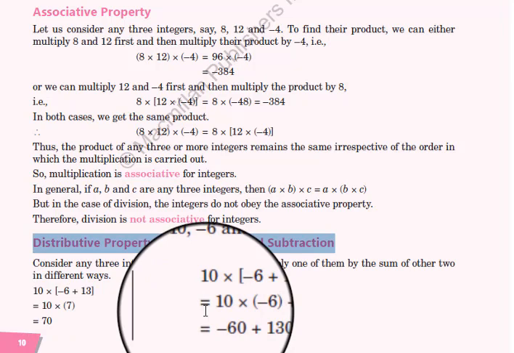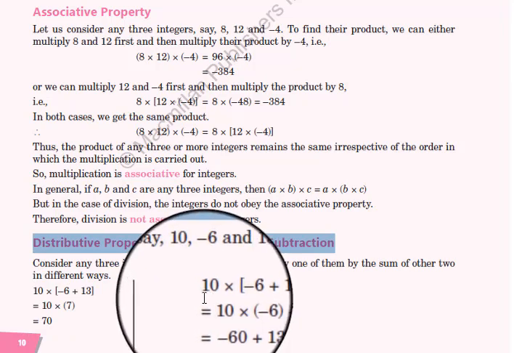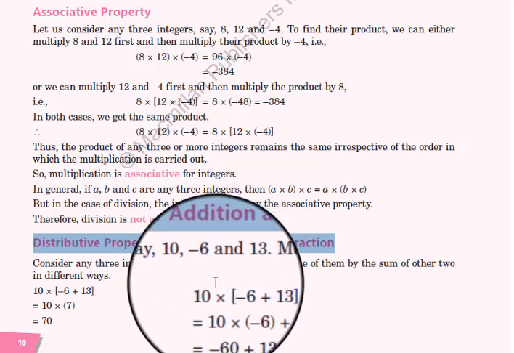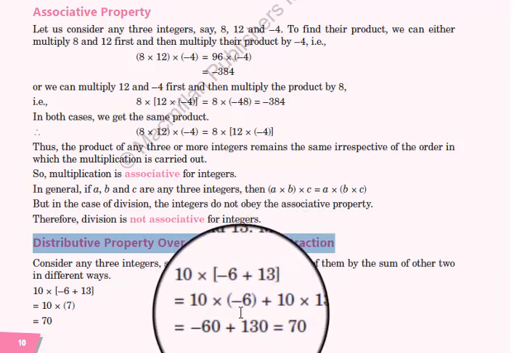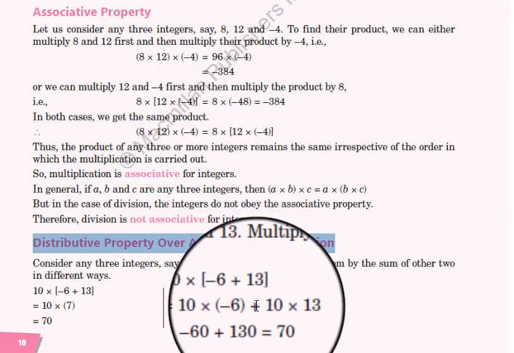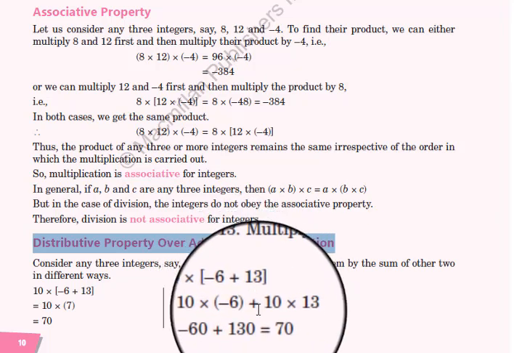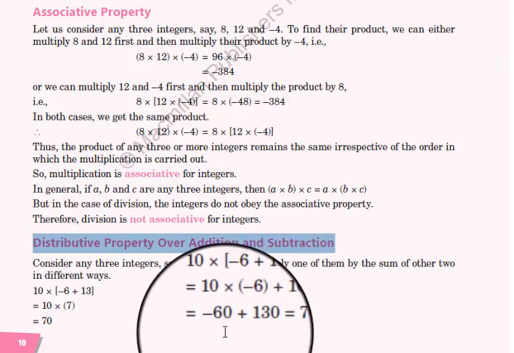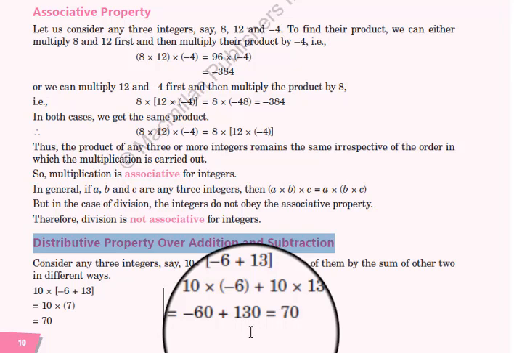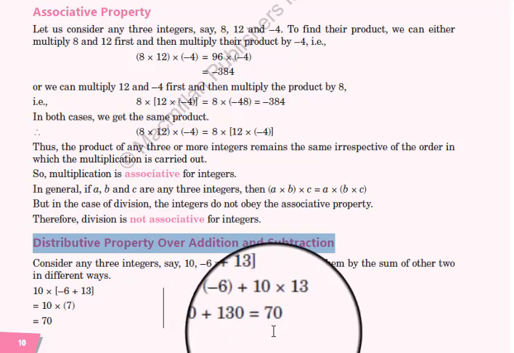Now in the next step, they have distributed the number 10 outside the bracket. The number 10 is distributed to minus 6, and the number 10 is distributed to the number 13. So what will be the result? 10 multiplied by minus 6, plus sign, as we have a plus between the bracket numbers, and 10 multiplied by 13. Which number is getting distributed here? The number 10. On solving, it comes out to be minus 60 plus 130, and solving further I got the result 70. So again the result is the same. So we can say that the distributive property holds for addition.